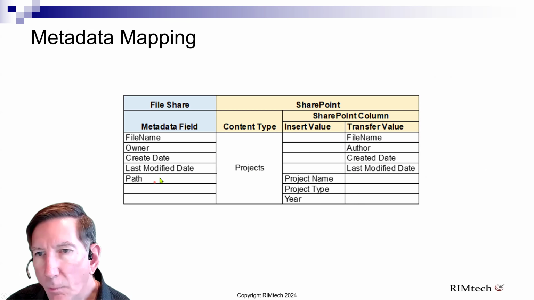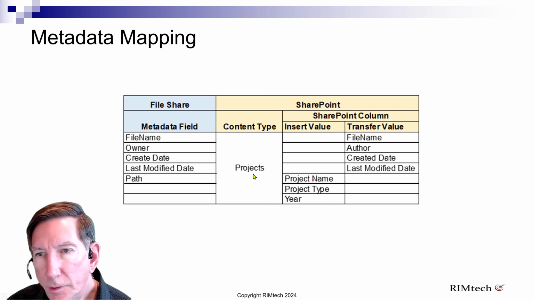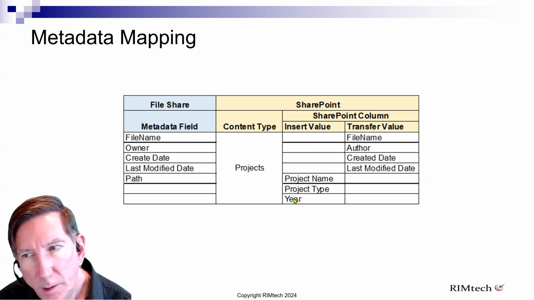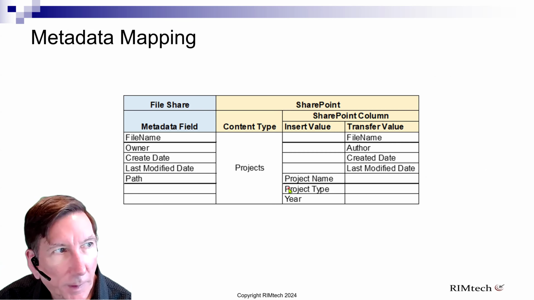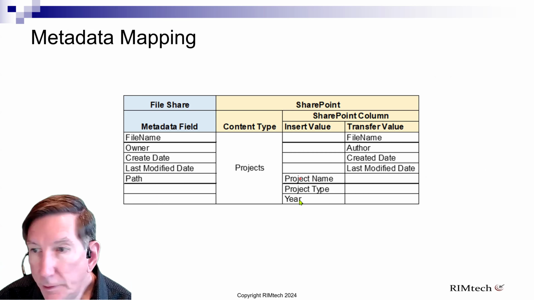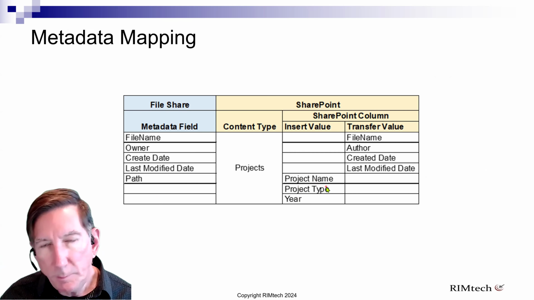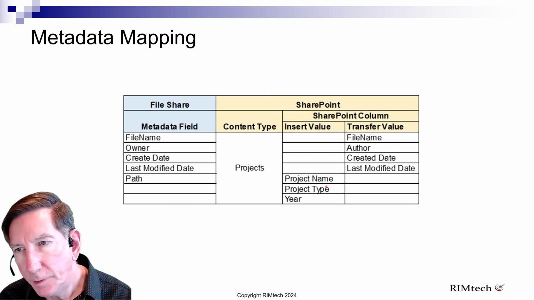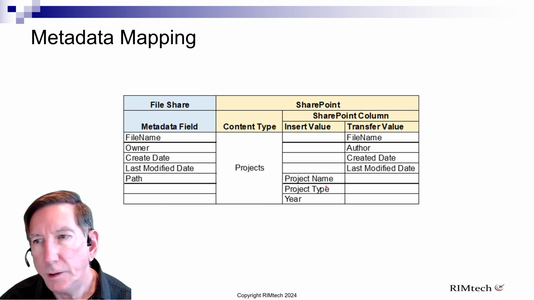The path, what's that going to be? Well, who knows? But what we can do is we can insert the path into the project name because maybe the path indicates the project name. But we've got to have a project type and we have to have a year. There is no project type. There is no year. So what we had to do is we had to manually force these three values into the target system for every document we migrate into it. So that's what I mean by metadata mapping. You have to look at the metadata you have in the source, look at what you need in the destination, and decide column by column what you're going to do for each one of those columns.